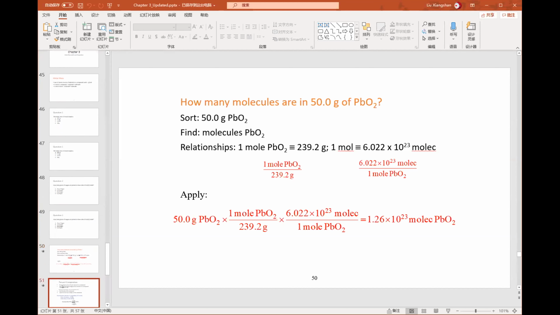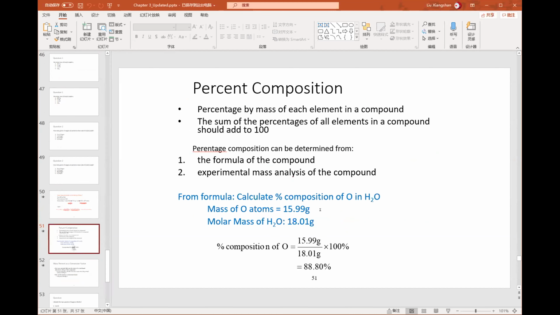Okay, let's continue. The next one is the percent composition, which is the percentage by mass of each element in a compound. As we should know, the sum of the percentages of all elements in a compound should add to 100. The percentage composition can be determined, first, from the formula of the compound. The second is from the experimental mass analysis of the compound.